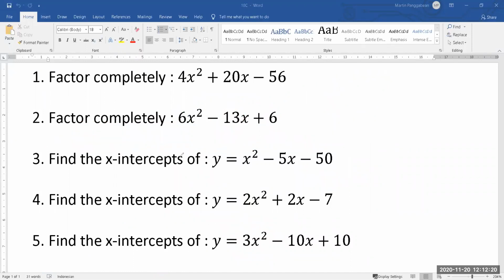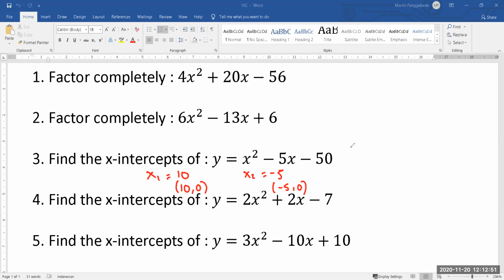So here's the main thing now. Number 3 is Krisha. What is your answer? I got 10 and negative 5. And you can make a good habit like this one, okay? Of course, if you are asked about the x intercept. Okay, good. Does anyone have a different answer or want to ask?